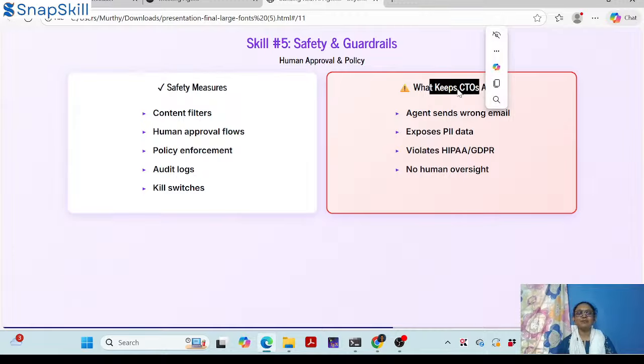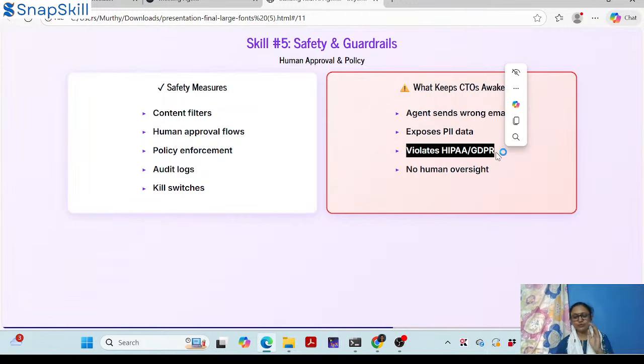It is a nightmare for the CTO. So what type of problems is he going to get? The agent sends a wrong email, or it exposes information, or it violates the rules. According to the system, we have to follow some rules. Is it violating the rules? Without human interaction, is it sending that particular mail? All these things we have to control. Otherwise, it will take its own actions. It's not correct. We need to control that output. You need to control the end result.